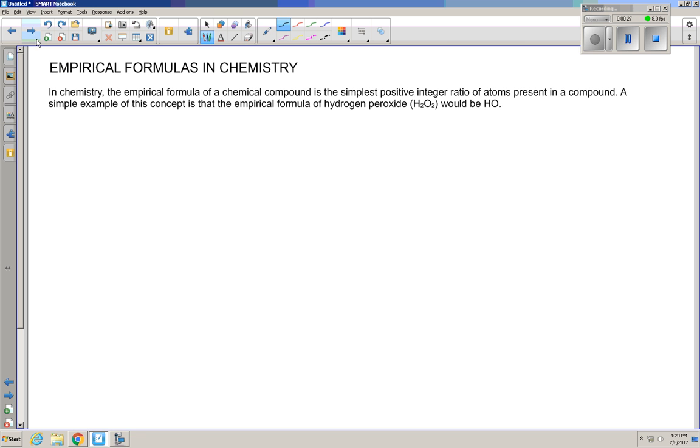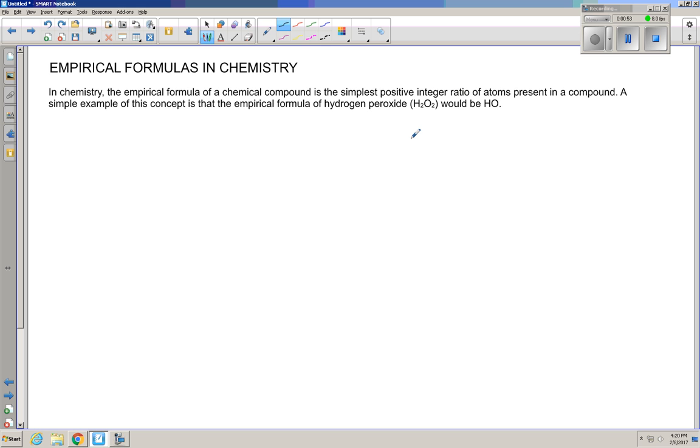So here is a technical definition of empirical formulas, and I stole the first part of this from Wikipedia. It is basically just the simplest positive integer ratio of atoms present in a compound. A great example is hydrogen peroxide, whose molecular formula is actually H2O2. The empirical formula, the simplest positive ratio, is just HO.